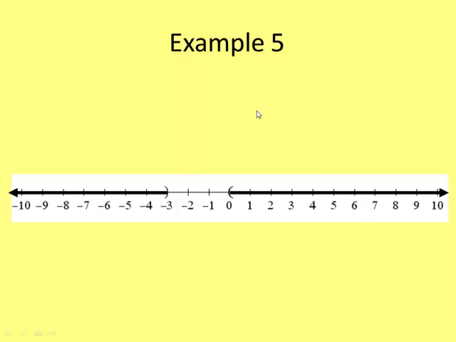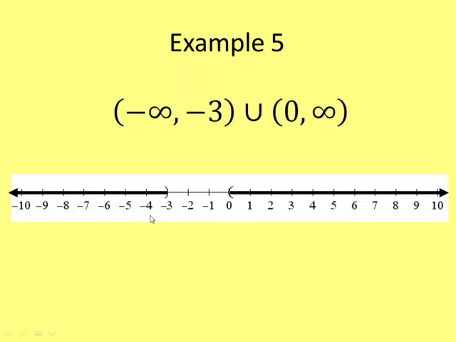Okay, so in example 5, how would we denote this? In interval notation, it would be negative infinity until we get to negative 3, and then it's 0 to infinity. So we just go from left to right. If we look at our endpoints, over here we have negative infinity, and over here we have negative 3. So it goes from negative infinity until we get to negative 3. It does not include negative 3, so that's where these parentheses come from.